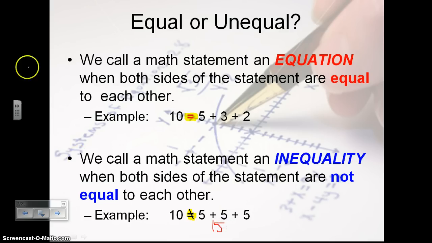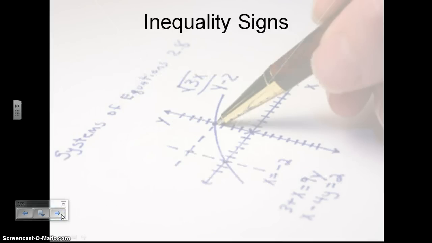Okay? Up here, they're equal because 10 does equal 5 plus 3 plus 2, because 5 plus 3 plus 2 is 10, and it equals 10. Okay, so those do equal one another.